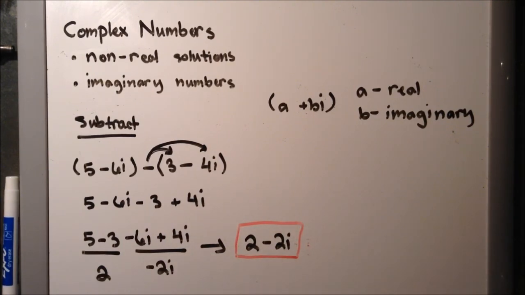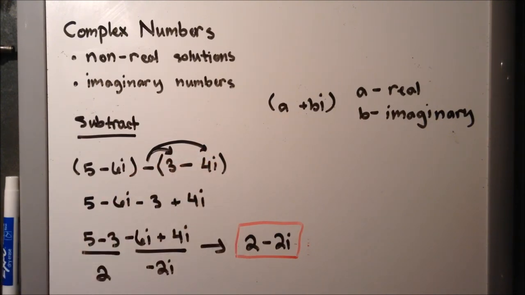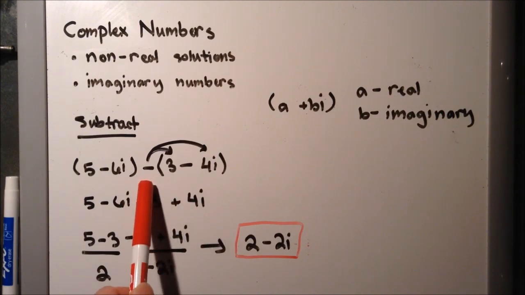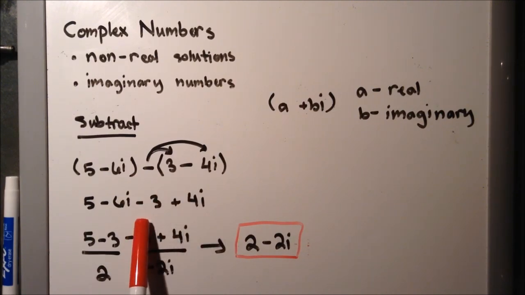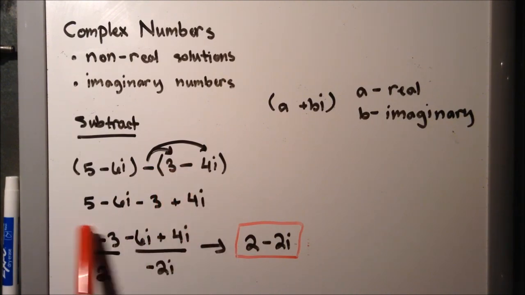So again, when you have a minus, when you're subtracting, make sure to distribute the minus. And again, be very careful with your signs. So a negative or a minus times a positive will become negative. A minus times a negative will become a positive. And then afterwards, once you get rid of the parentheses, combine like terms, and that's our solution.